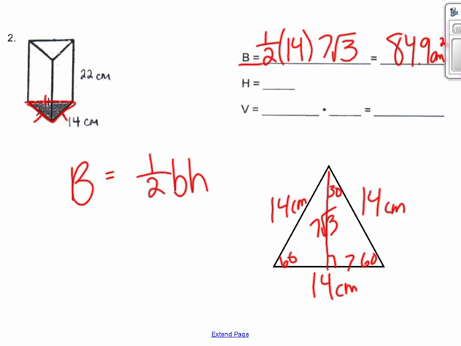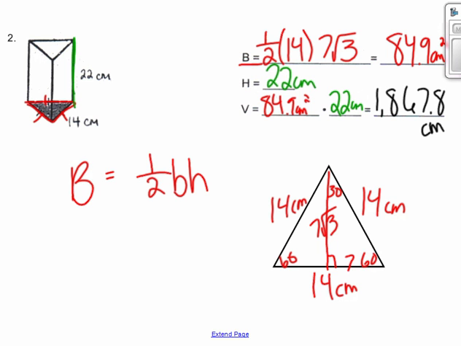Then the height of my prism is 22 centimeters. So I'm going to multiply 22 centimeters times the 84.9 centimeters squared to get a grand total of 1,867.8 centimeters cubed for my volume.